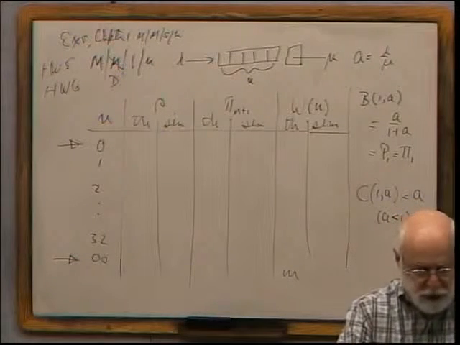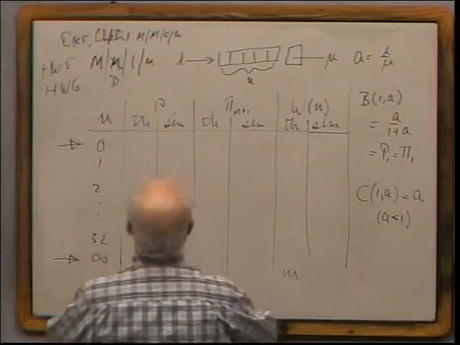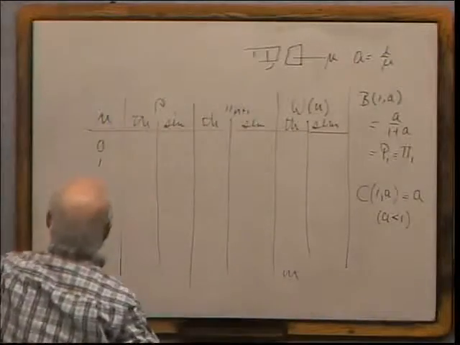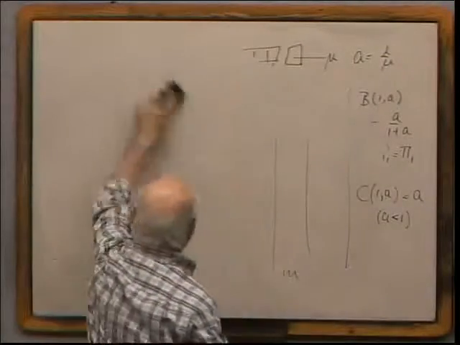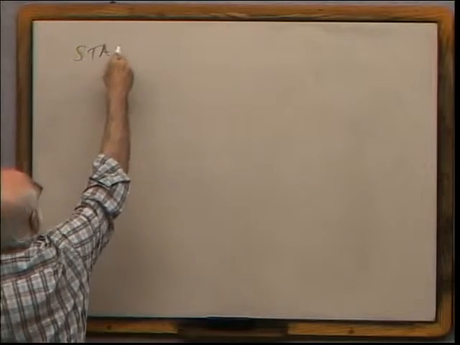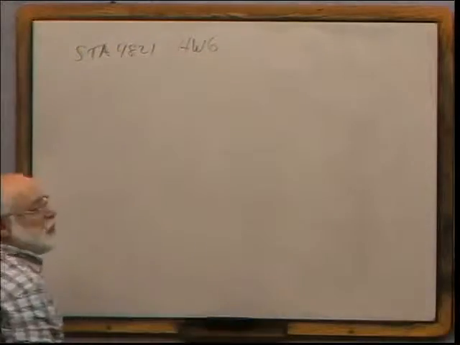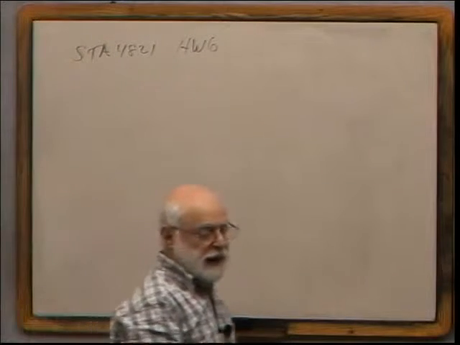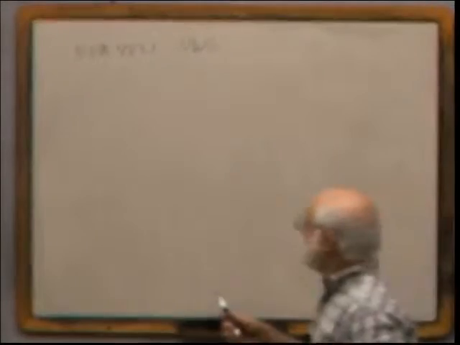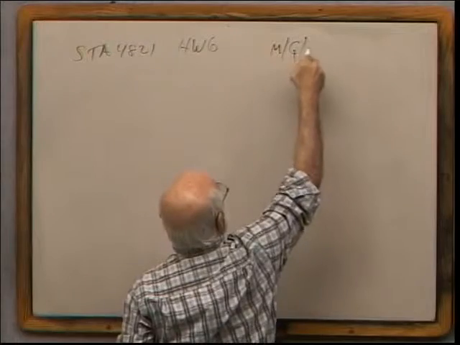So what it says is, all right, let me start with where we are. It's homework 6 in the stochastic models course. So this is for STA 4821, homework 6. So you go to the website, you download homework 6. And the title is the MG1Q.